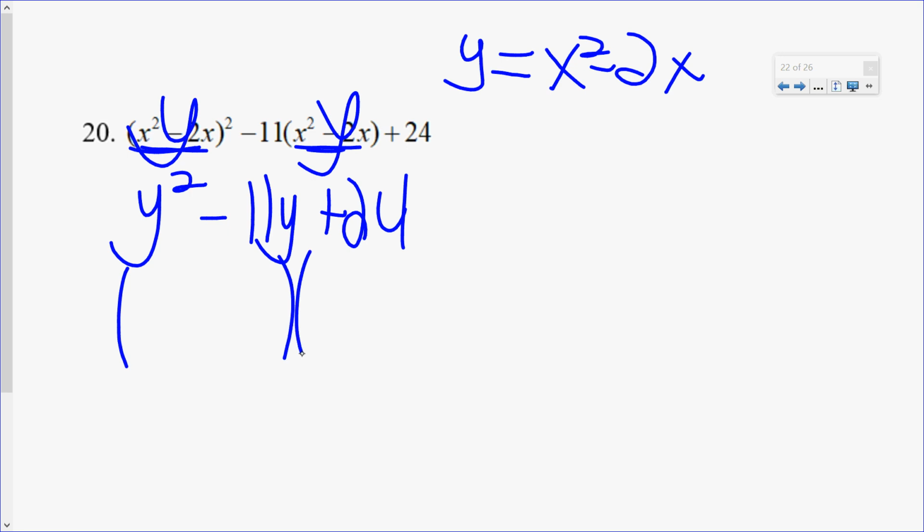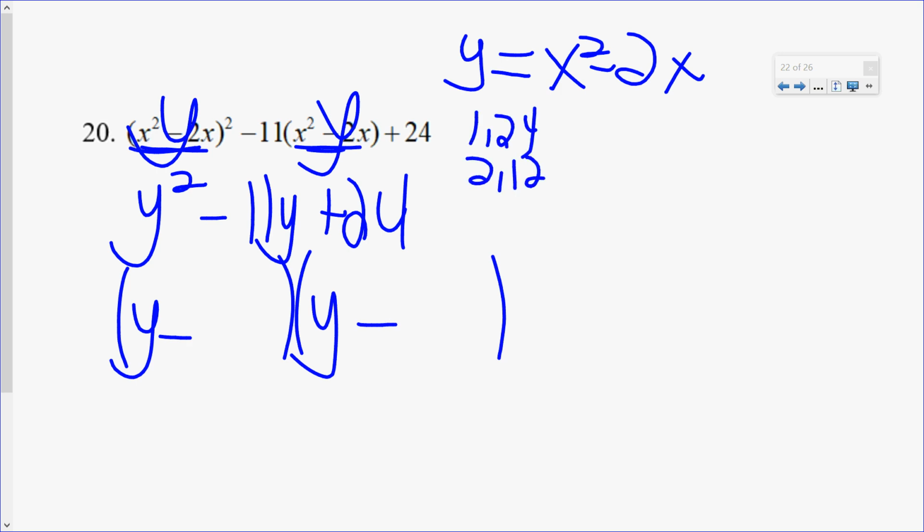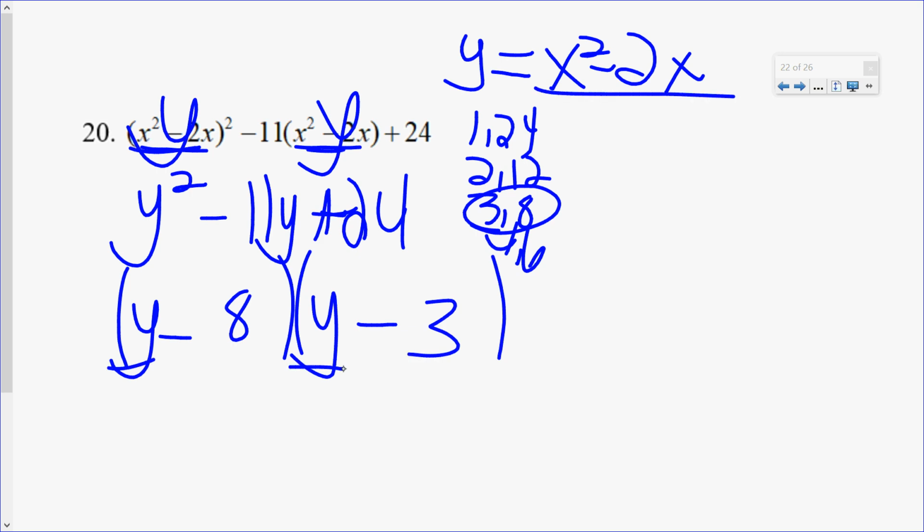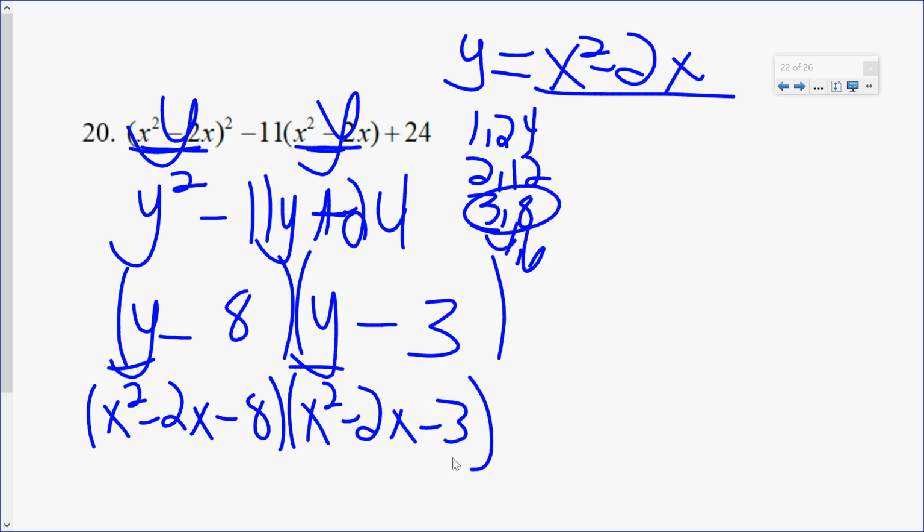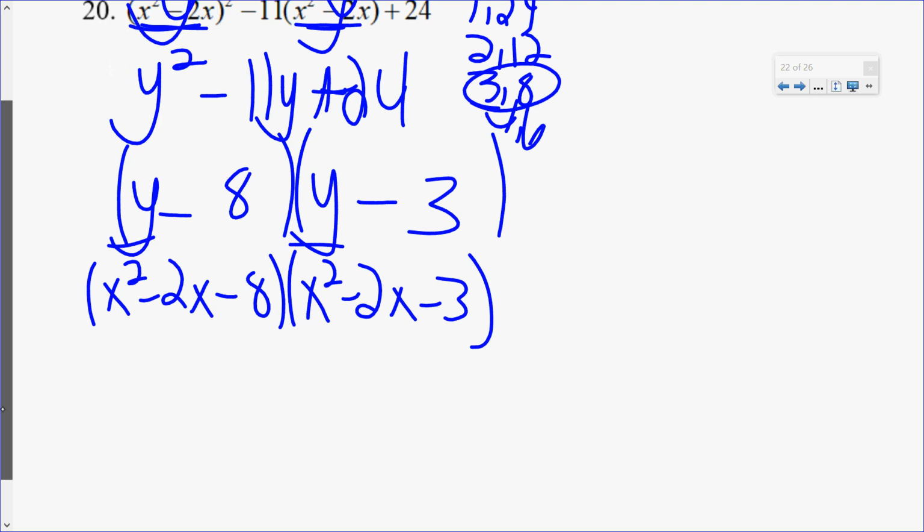Now I factor the trinomial normally. Y and y, first sign comes down, negative and a positive is a negative, multiplies to 24, a lot of things do, adds to 11, 8 and 3, bigger number goes first. Now I replace back. I'm replacing the y with the x squared minus 2x. So it's x squared minus 2x minus 8, and it's x squared minus 2x minus 3. Can I factor further?